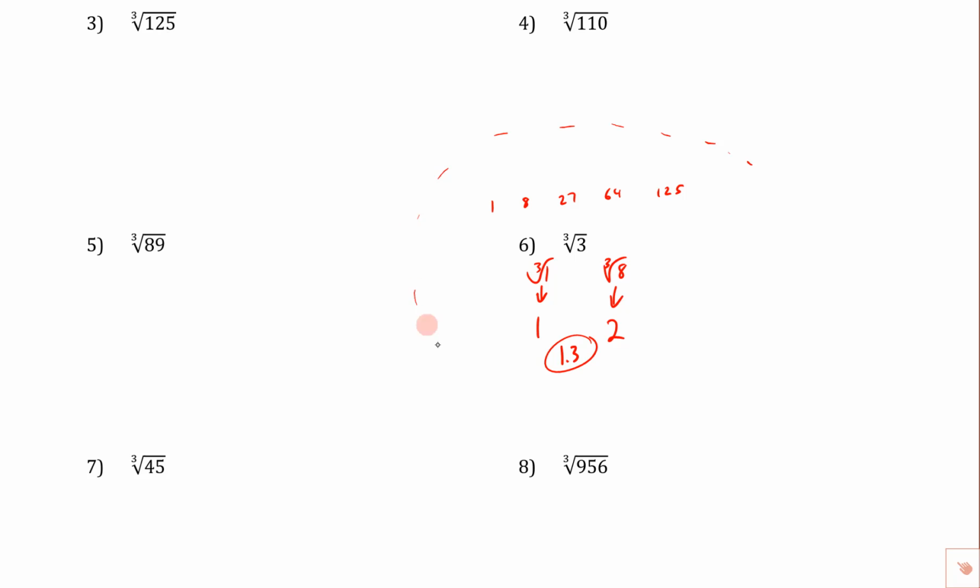This is the type of work that I'd like to see on this assignment. Again, you're writing down your thinking process here. What perfect cubes is it between? What are each one of those perfect cube roots? And then you're kind of showing, I'm not just going to guess that it's 1.5. I'm going to say, this is a little bit closer to 1, so I'm going to guess closer to 1 than it is to 2.